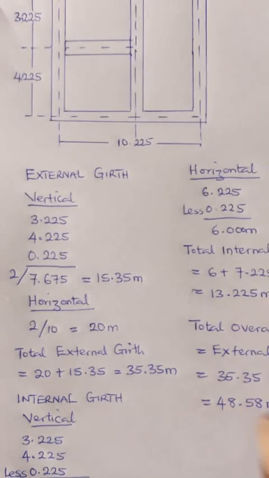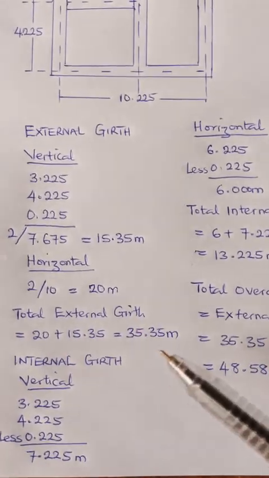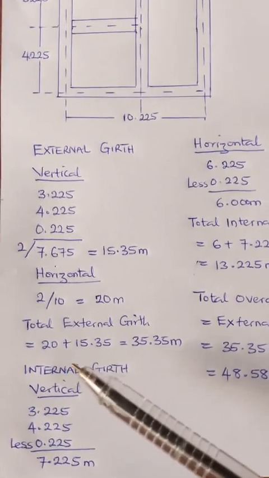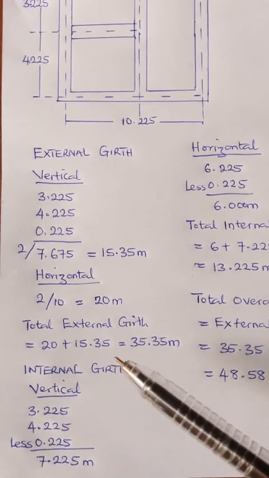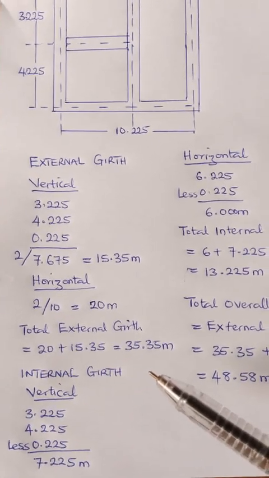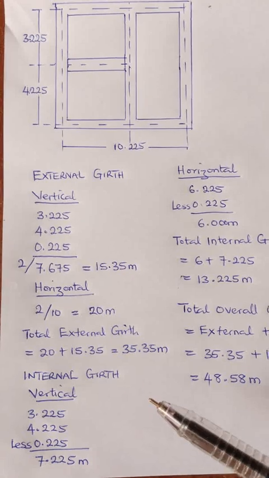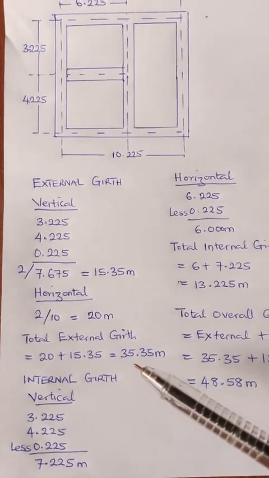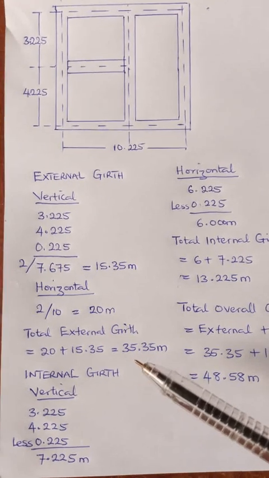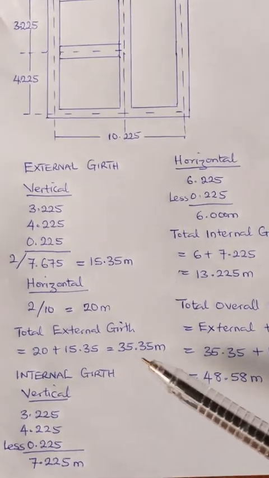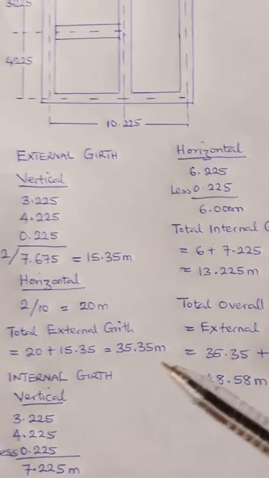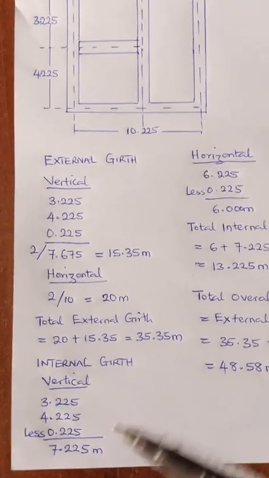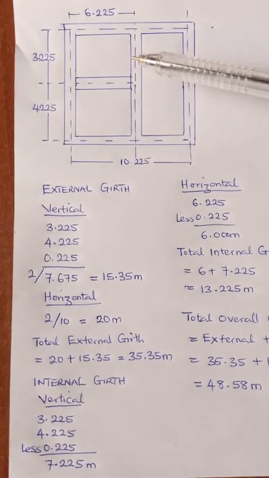Now the total external girth will be 20 plus 15.35, that will give us 35.35 meters. So that is the girth for the external, both the vertical and horizontal. When you add them up, you have 35.35 meters.